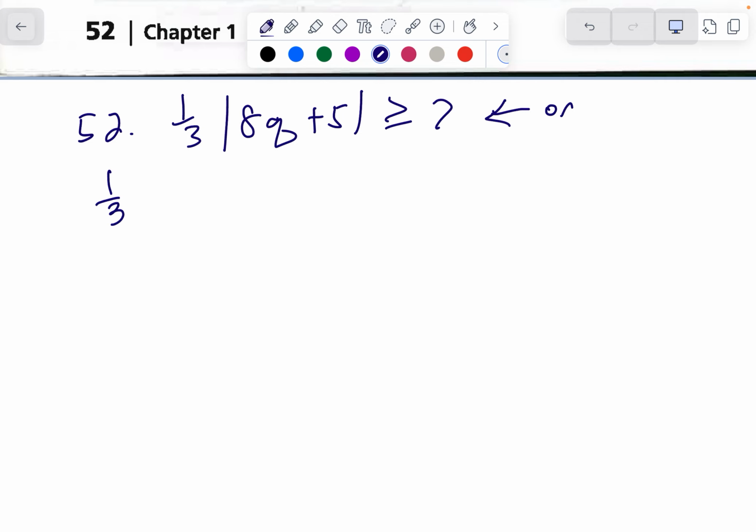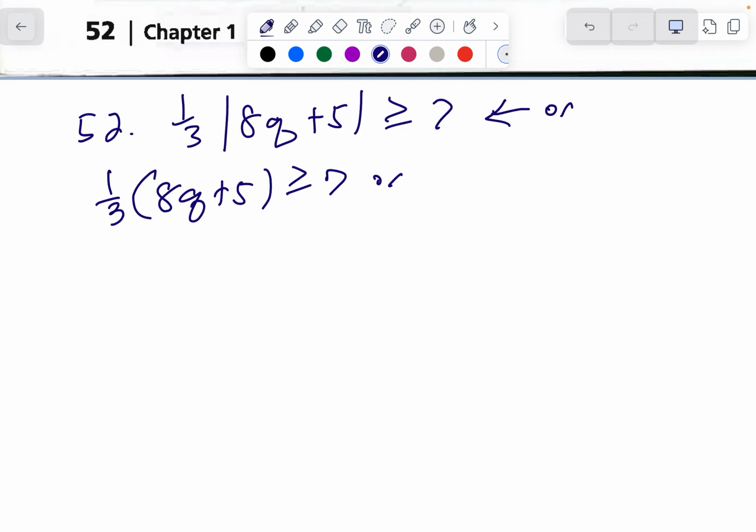So it's 1/3 of (8q plus 5) is greater than or equal to 7. See what I did? I just took out the absolute values and made them a parenthesis. The only reason I need the parenthesis there is because of the 1/3, okay?